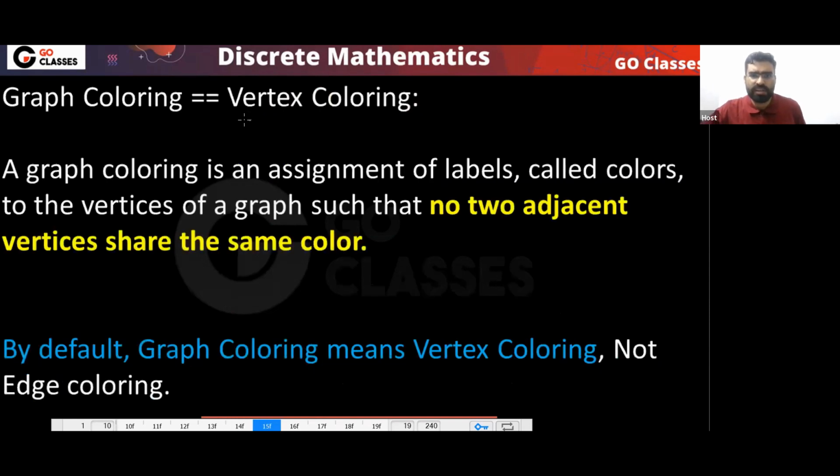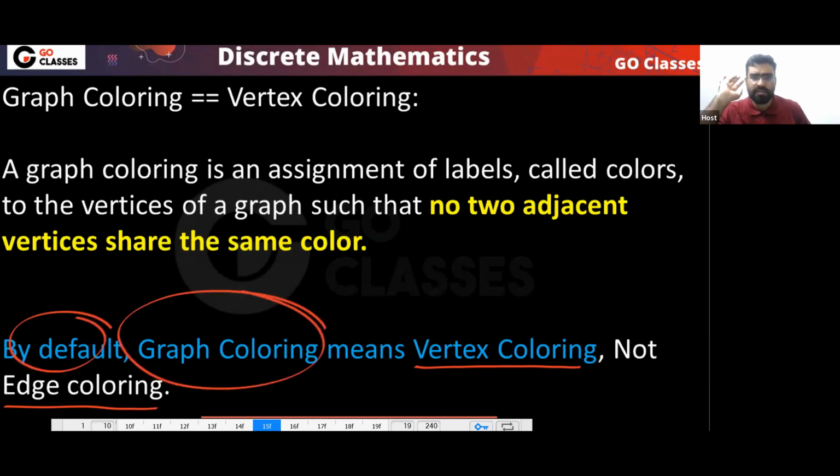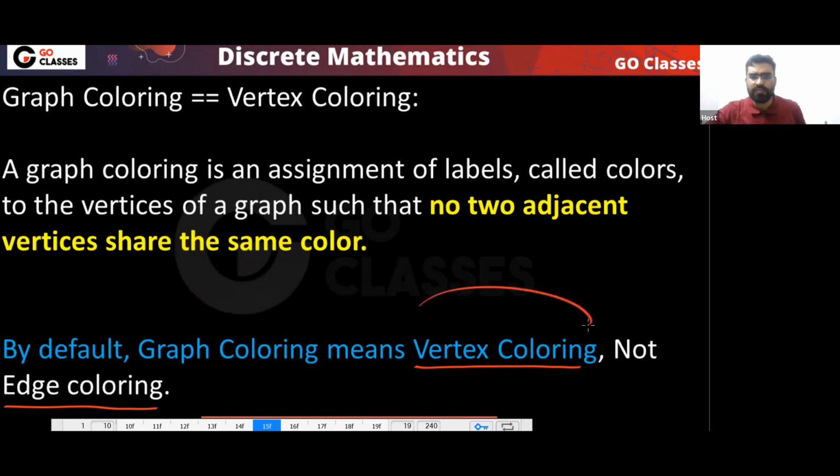So let's see the definition of vertex coloring. A graph coloring, or I can say vertex coloring, by default, let me tell you, there are two types of coloring. One is vertex coloring, another is edge coloring. First we will study vertex coloring. By default, when I say graph coloring, or when I say coloring, it means vertex coloring. It does not mean edge coloring. By default, coloring means vertex coloring, and graph coloring means vertex coloring. First we will study vertex coloring, and then we will study edge coloring.